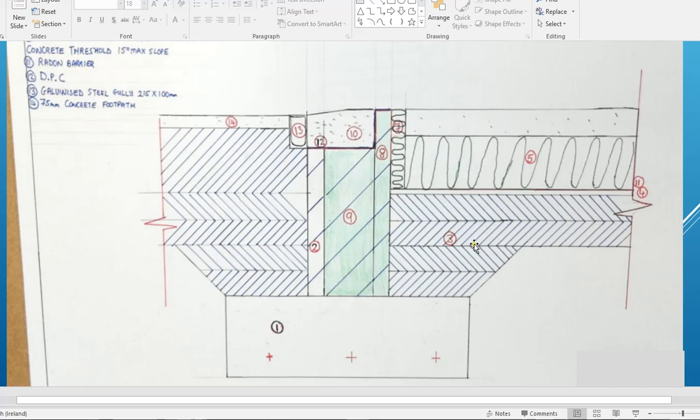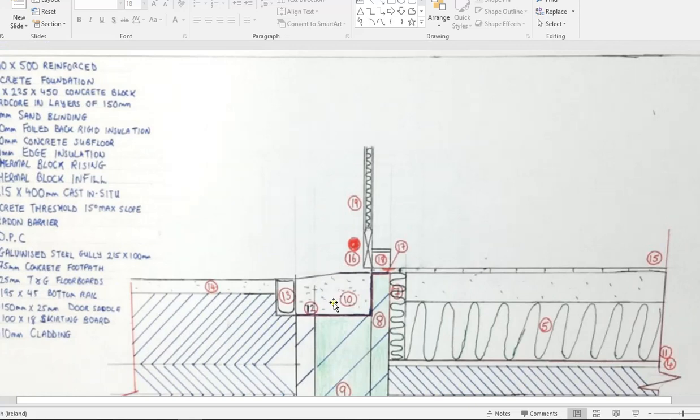The next section here, the hardcore is finished off here. The sand, the radon barrier is placed along here, brought up, over, down, across and out. We have our concrete sill here. Now looking at the concrete threshold piece, the threshold piece here and the concrete sill, it goes by both names.